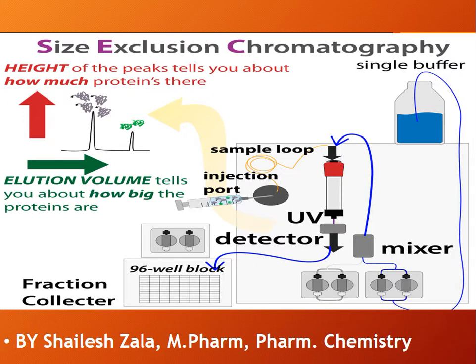Today I will explain size exclusion chromatography. Here I will explain all things about size exclusion chromatography. The height of the peaks tells you how much protein there is. It generally determines the protein, amino acids, lipids, etc. And the elution time or volume tells you how big the proteins are. Here I have described the full picture.